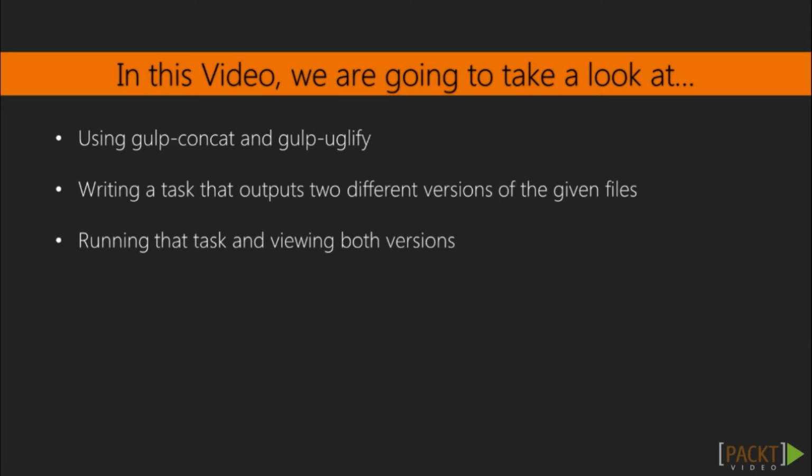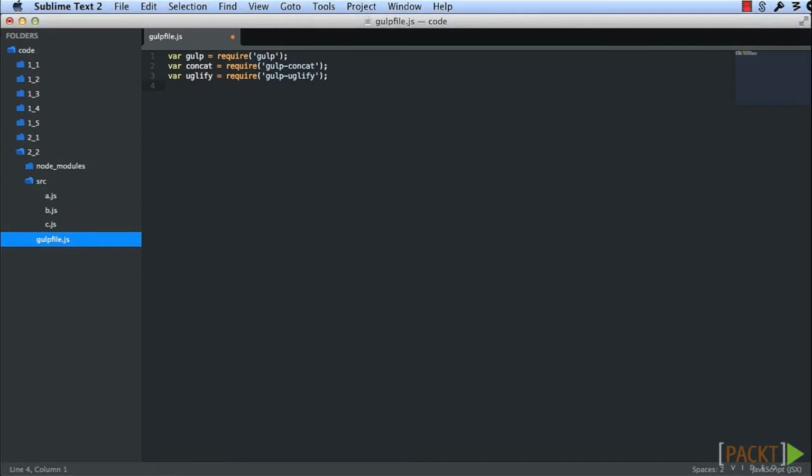Let's look at how we can write a task that concatenates our scripts and outputs an unminified version before running uglify and outputting a minified version. Before we start, make sure that you have installed gulp concat and gulp uglify and have them required at the top of your gulp file. Next thing we need to do is write the actual task.